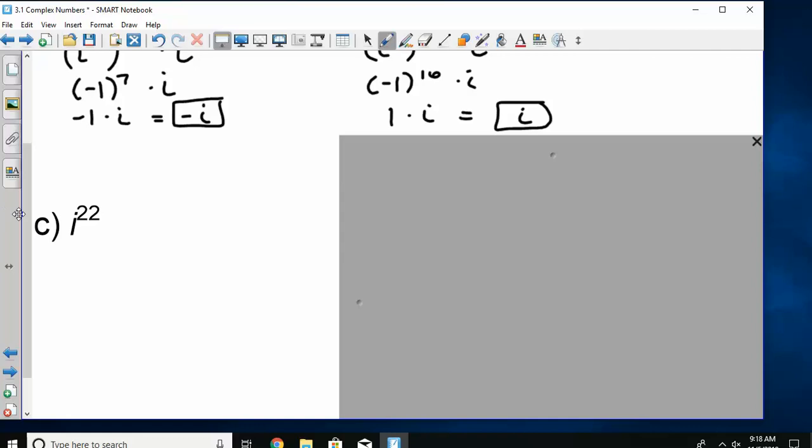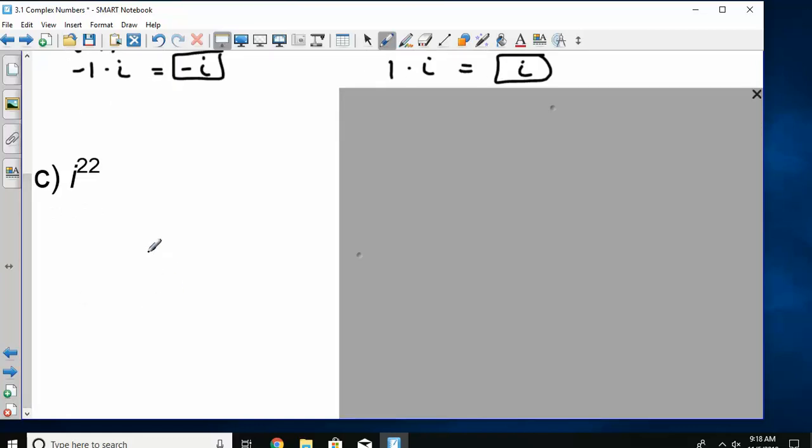Say I said i to the 22nd. So it'd be i squared to the 11th. Any left over? No. i squared is negative 1 to the 11th. Negative 1.